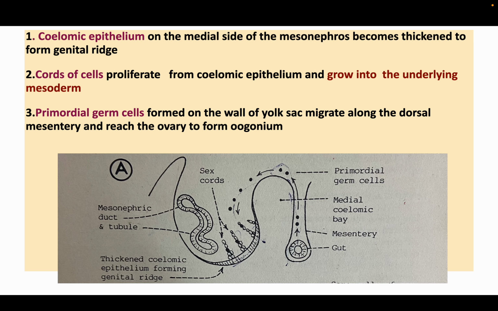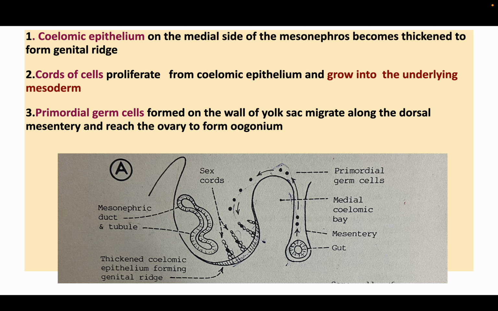What are the different sequence of events which are happening in the development of the ovary? As I have told you, in the development of the testis, the coelomic epithelium on the medial side of the mesonephros becomes thickened to form the genital ridge, number one. Then cords of cells proliferate from the coelomic epithelium and grow into the underlying mesoderm to form the sex cords. Then comes the primordial germ cells, formed on the wall of the yolk sac, which migrate along the dorsal mesentery and reach the ovary to form the oogonium.